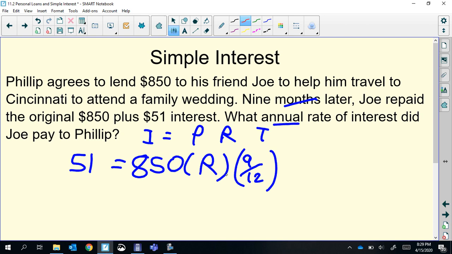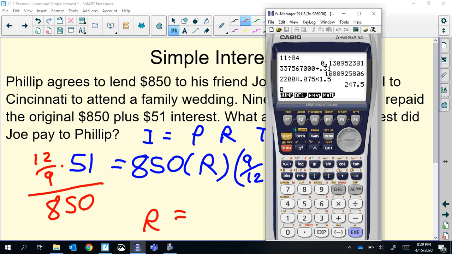All right, so we're solving this out, trying to solve for r. To get rid of this fraction, you're going to multiply by the reciprocal to the other side. And then to get rid of the 850, we're going to divide by the 850. So our rate we can get from this math we have set up over here, 12/9 times 51, and then divided by 850. So this gives us our answer in scientific notation.